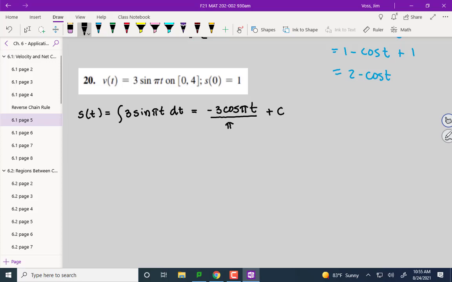And here's where we go back up. We look at the initial value, and that's going to allow us to solve for c. So s of 0 is 1. I'm plugging in 0 for t and 1 for the value of s of 0. So then we come over here, we're plugging in a 0, so we get cosine of 0, all that's divided by pi plus c. Cosine of 0 is 1, so we end up with 1 plus 3 over pi, that's equal to c.